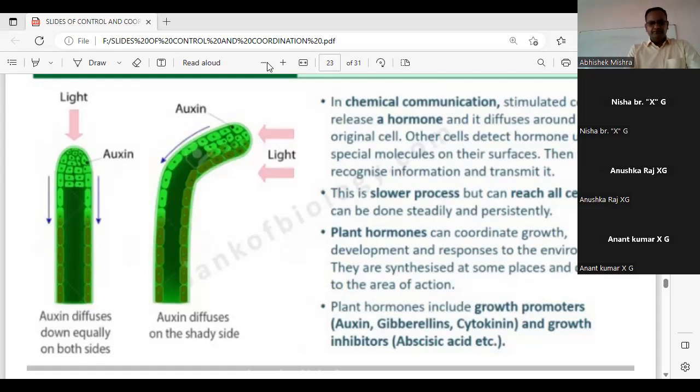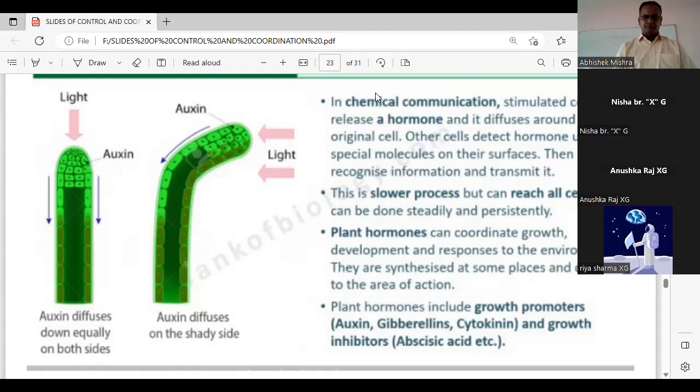Unmute yourself, Ria. Yes, sir. Yes, Ria, go ahead. This is a process of growing a plant towards the side of light. Here the plant is growing and bending towards the light due to phototropism, and there is a hormone present in the other part of the plant away from the light, that's why the plant is bending towards the light. Okay, very good, Ria.